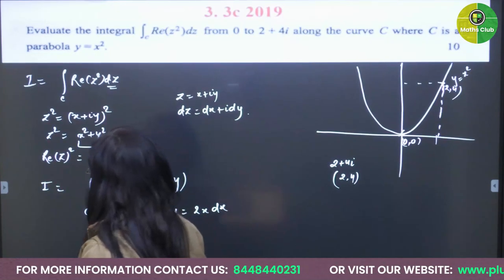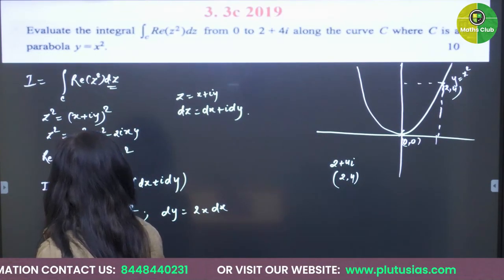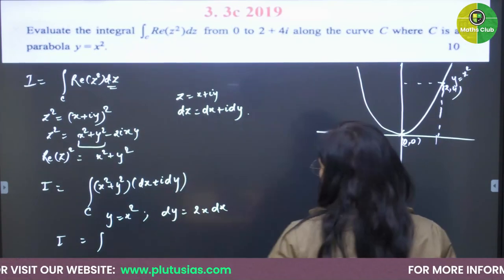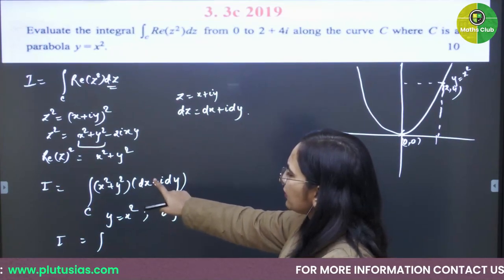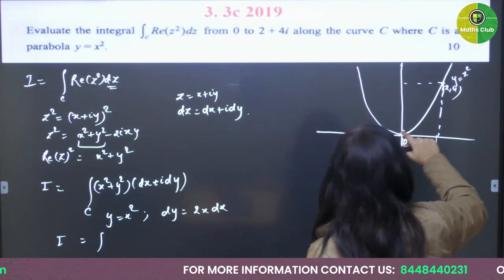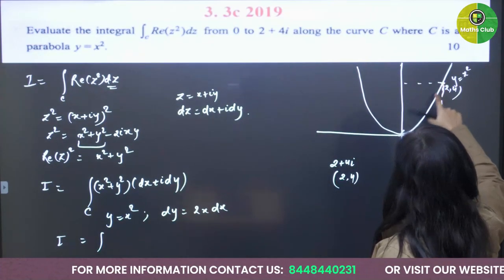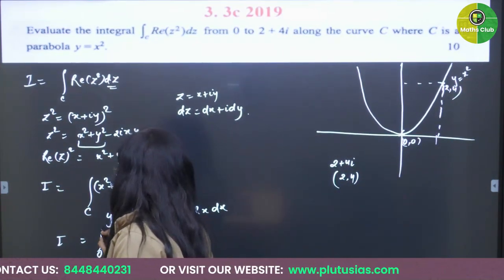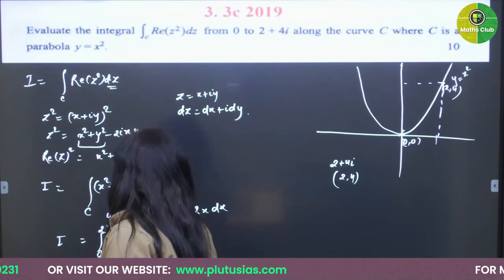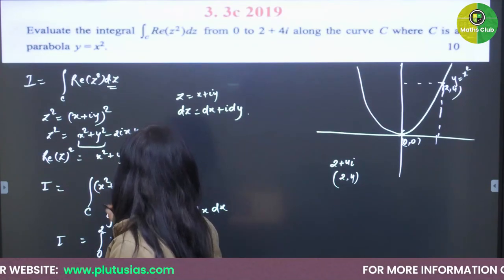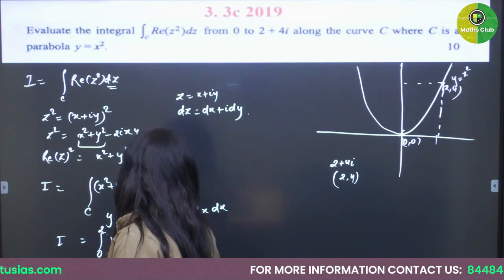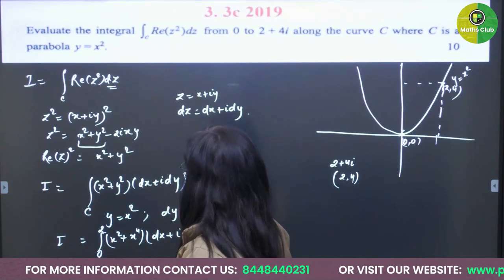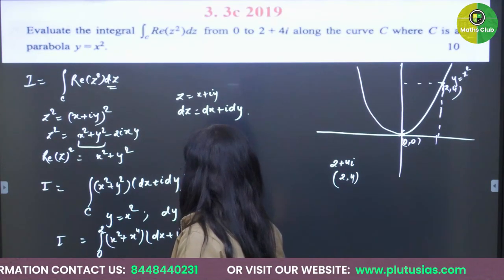Let's put all these values in the given integral. Since you are converting y into x, everything would be converted into x only, and the limit would be for x only. So x varies from 0 to 2. Now x square plus y square would be x raised to power 4, dx as it is, plus iota dy. In place of dy, this would be 2x dx.